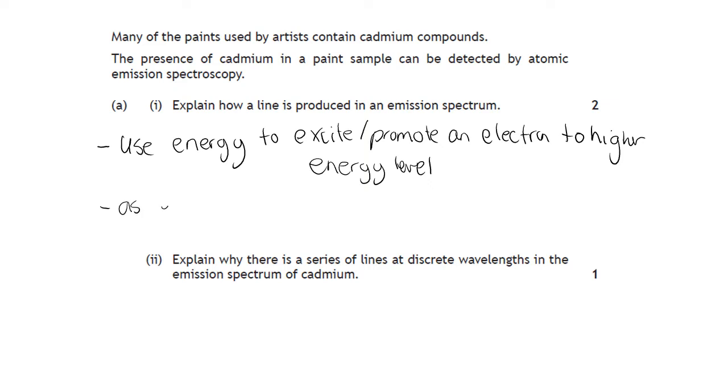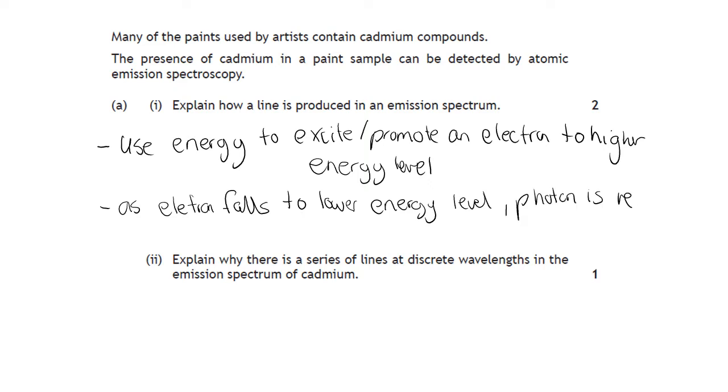Then, as an electron falls to a lower energy level, a photon is released. Okay, so as the electron falls to a lower energy level, a photon is released. So you have to explain how you got the atom to be able to do this. So you've promoted it using energy, heat, electricity. And then as the electron falls, that is when a photon is released, which is what is the line on the emission spectrum.